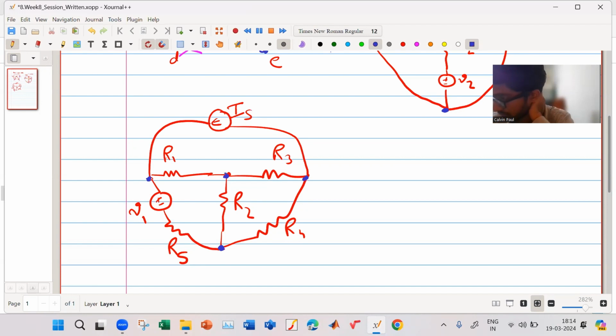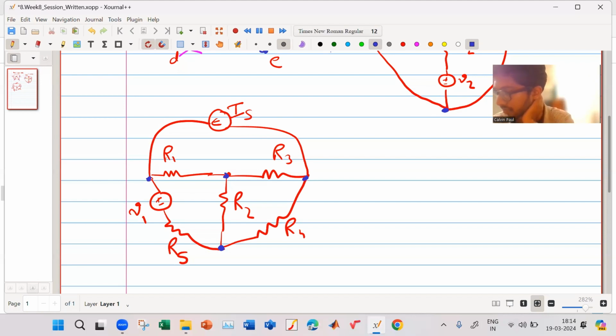Sir, there are 4 junctions, not nodes. Sorry. Sir, a node is a point where 2 or more elements are connected, and a junction is a point where 3 or more elements are connected. Every junction is a node, but not all nodes are junctions.